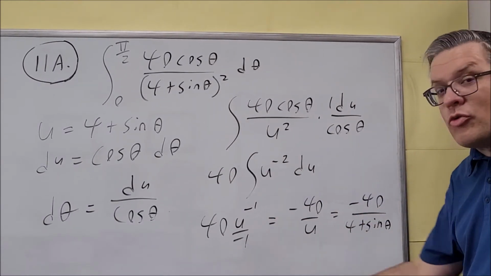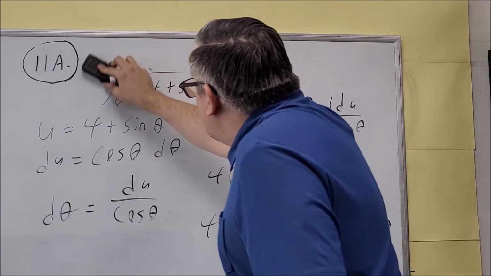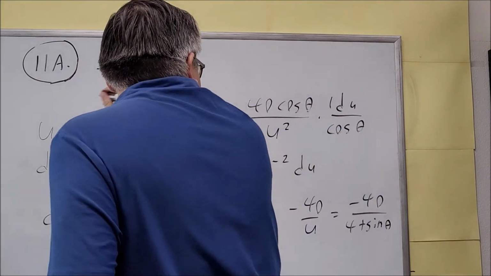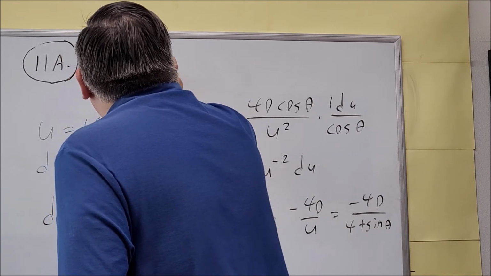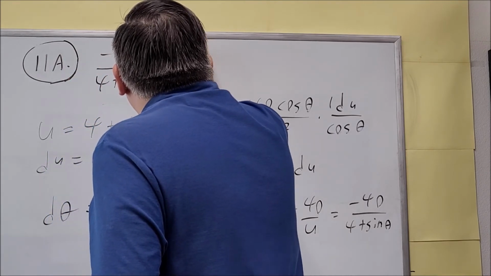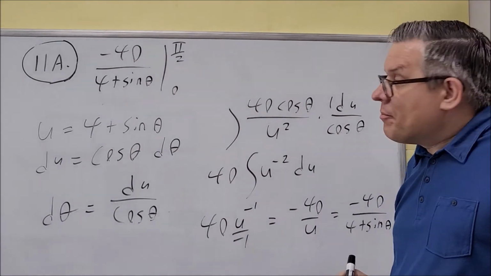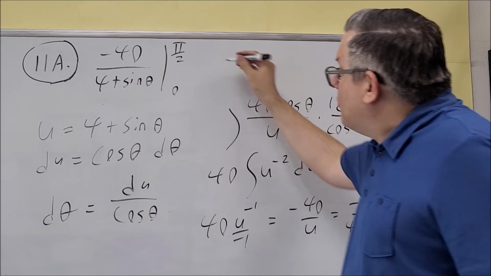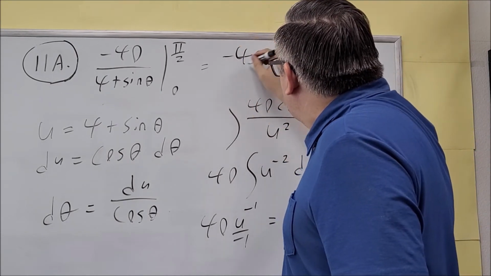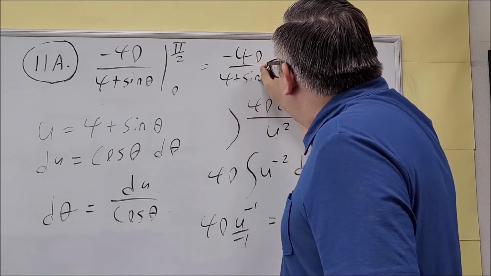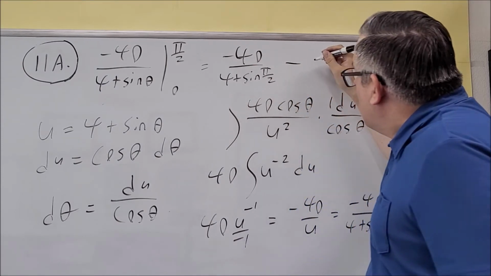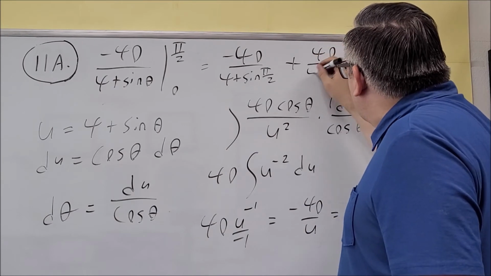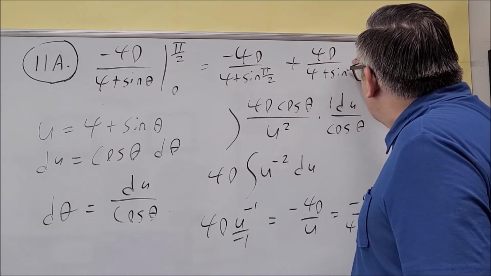Now that we have this, we're ready to evaluate it. Negative 40 over 4 plus sine theta, and we go from 0 to pi over 2. It's always the top one and then the bottom one when we evaluate that. So negative 40 over 4 plus sine pi over 2, minus the negative, so that's going to give you a plus 40 over 4 plus sine 0.